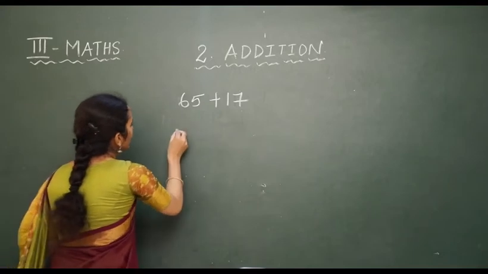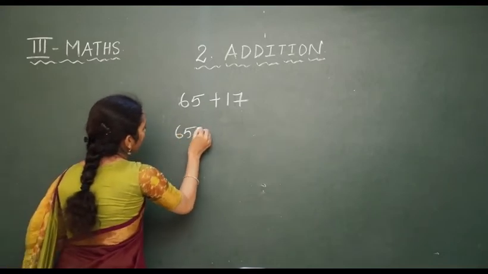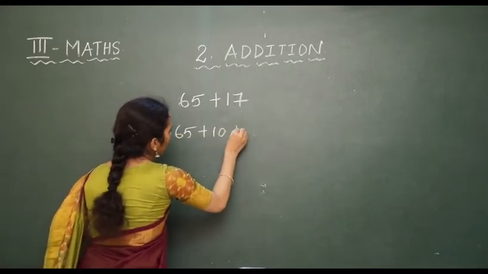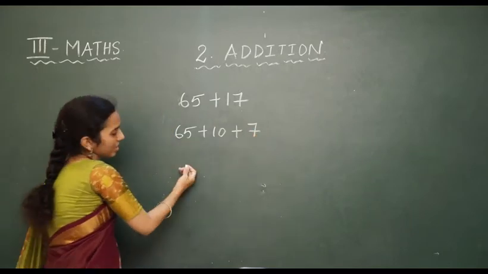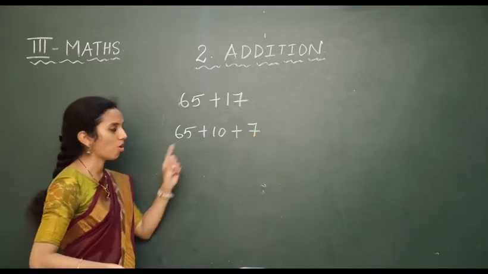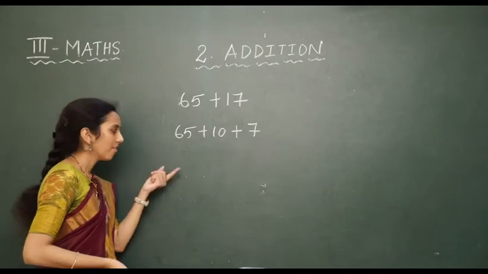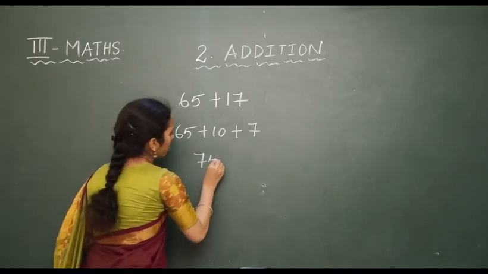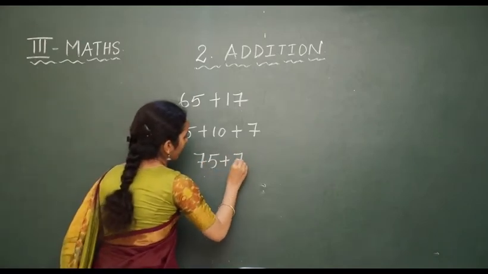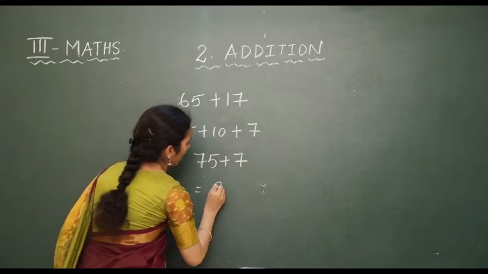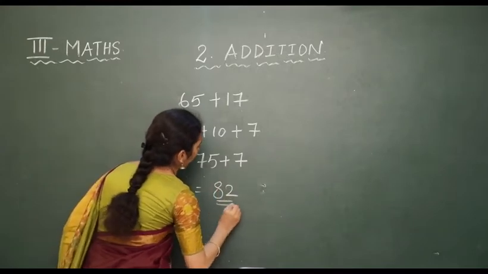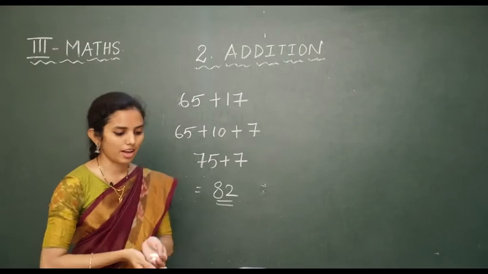So this is 65 plus 10 plus 7. So after 65 in the hundreds chart, if we count on 10, what do we get? We get 75. So 75 plus 7 is 82. So 82 is the answer.